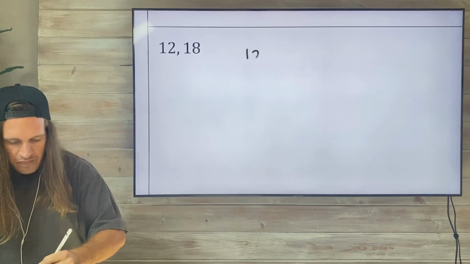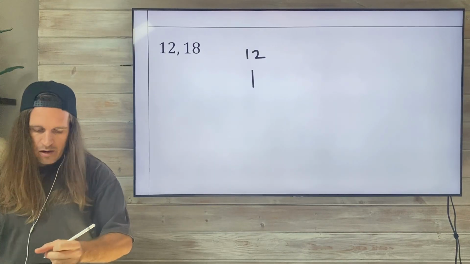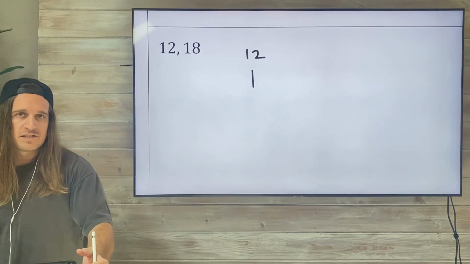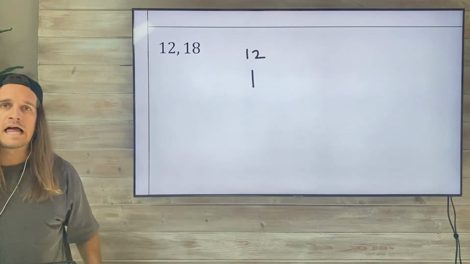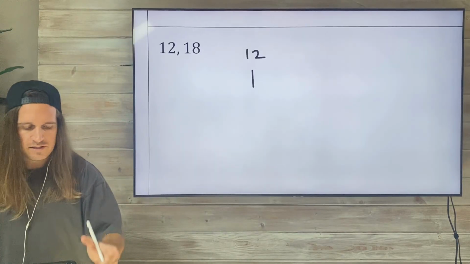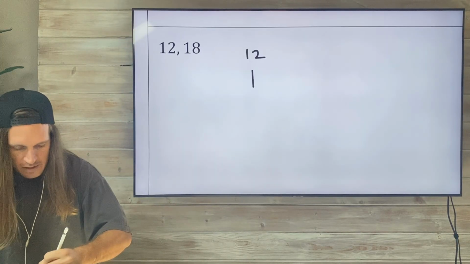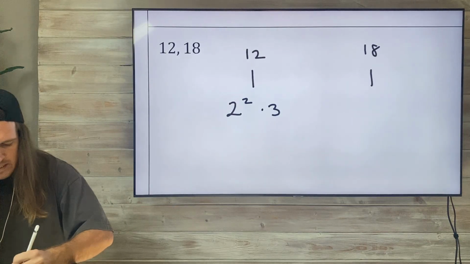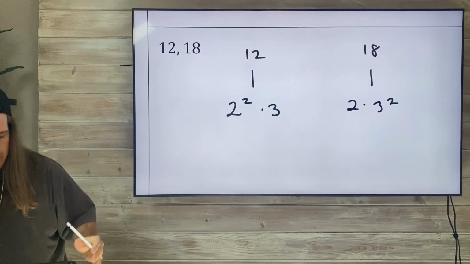So if you skip to this part of the video, I'm not going to reteach you how to find the prime factorizations of these numbers. I'm just going to pull them from the last page. We did all this on the last page. The prime factorization of 12 was 2 squared times 3, and the prime factorization of 18 was 2 times 3 squared.